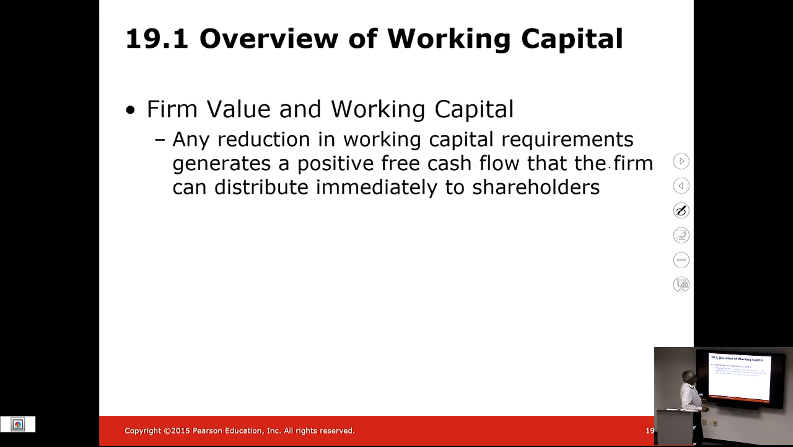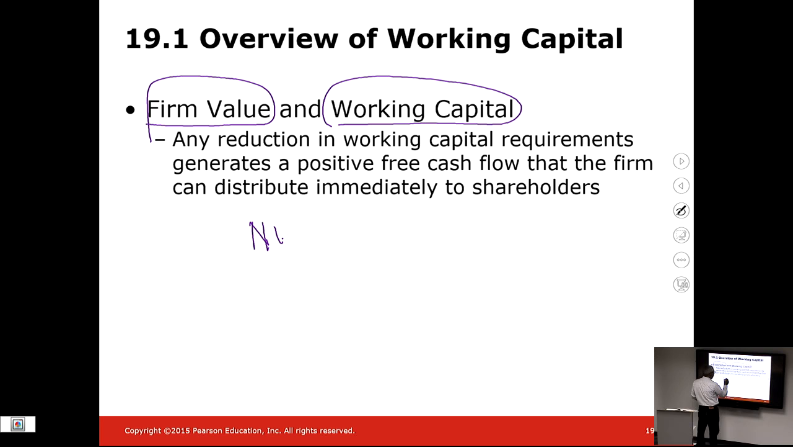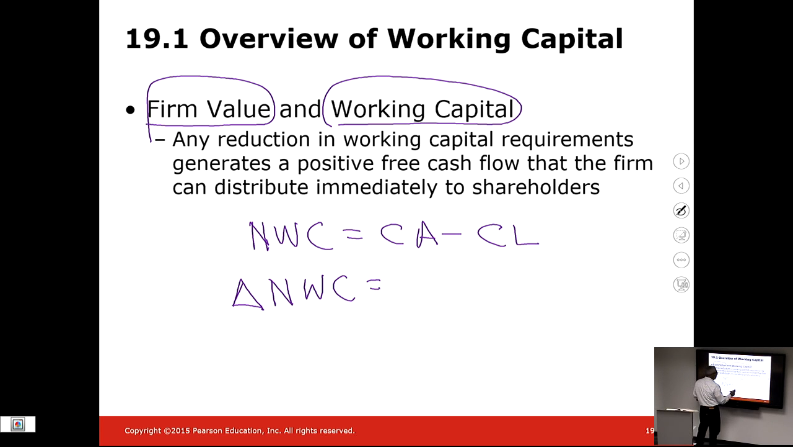So what is the impact of working capital on firm value? Working capital, again, to recap, net working capital is current assets minus current liabilities. So the change in net working capital, meaning the working capital change from one year to the next year, will be delta of current assets, delta being a sign that indicates change, minus delta of current liabilities.